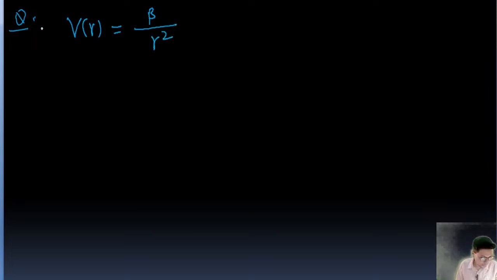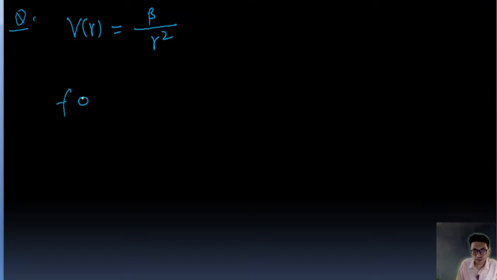Next question is, V(r) equal to beta upon r square, okay? V(r) equal to beta upon r square, right? This is the potential given, guys. Now we have to find out the differential cross section.